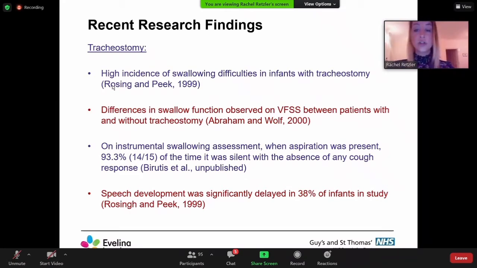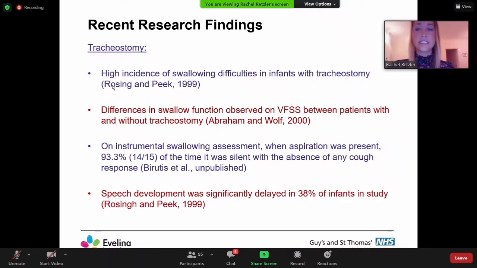For example, long-term non-oral feeding, hospitalization experiences, or even reflux and GORD. On an instrumental swallowing assessment, when aspiration was present in a study, 93.3%, which was 14 out of 15 times, it was silent with the absence of any cough response, which brings us back to that general discussion of our airway children having an increased risk of silent aspiration, and keeping in mind that this is very much present across this population, and keeping that in mind in your assessments given their history and background.